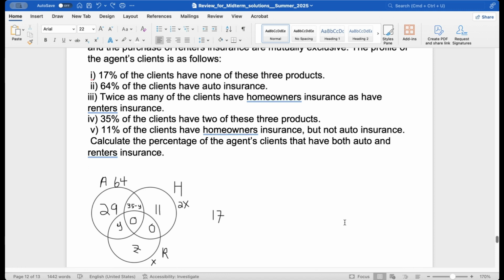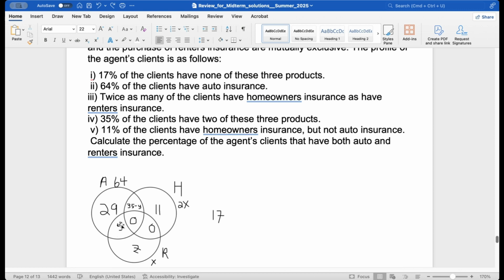Okay. So we know that homeowners and renters are mutually exclusive. So zeros in the triple intersection and 0 in the homeowners and renters. 11% have homeowners but not auto. So the only part left there is homeowners alone, so that has to be 11. Now, 35% of the clients have 2 of the 3. Again, that could be more there, but we have these zeros lined in here. So the only slots left that have 2 overlapping sets are the A and H portion and the A and R portion. So those add up to 35.